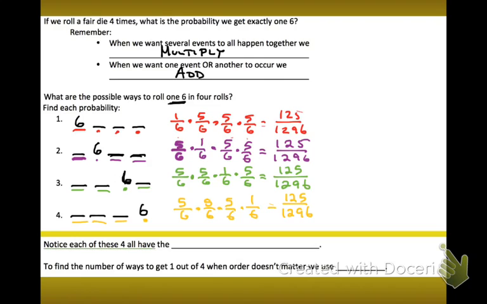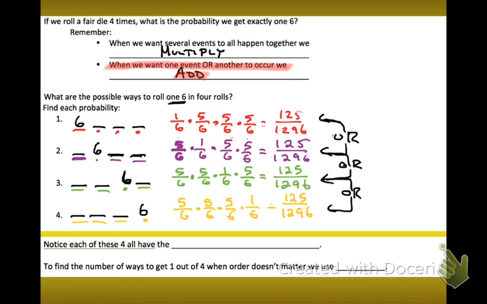And the very last thing that you need to do there is either we want our 6 to be first, or we want it to be second, or we want it to be third, or we want it to be fourth. So we want one of these things to happen here. And if we recall, when we want one event or another, we're going to add.